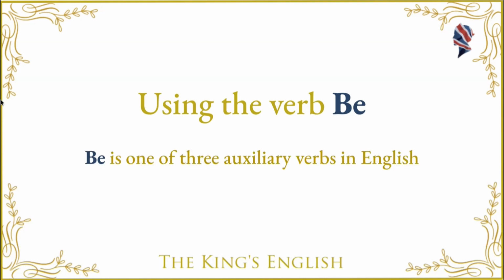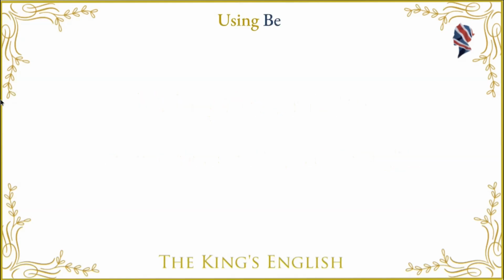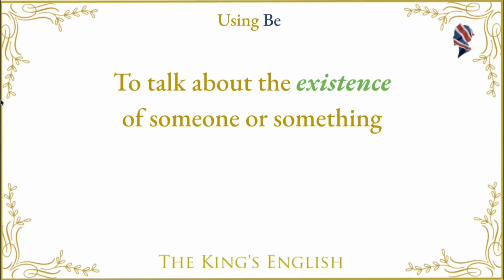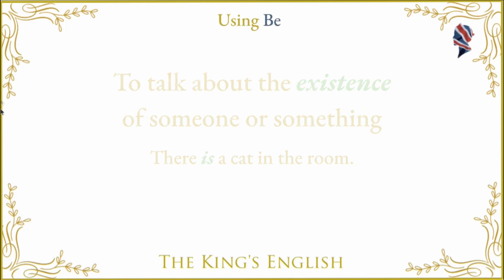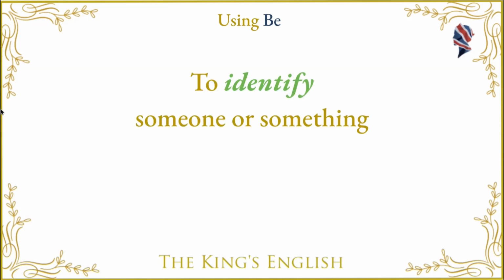Be is one of 3 auxiliary verbs in English. Using be to talk about the existence of someone or something. There is a cat in the room. Using be to identify someone or something. You are a doctor. Mark is the man with blonde hair.